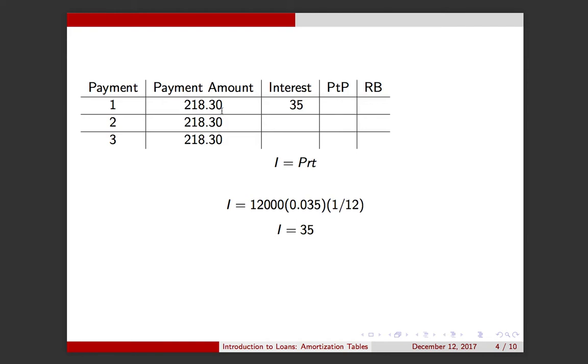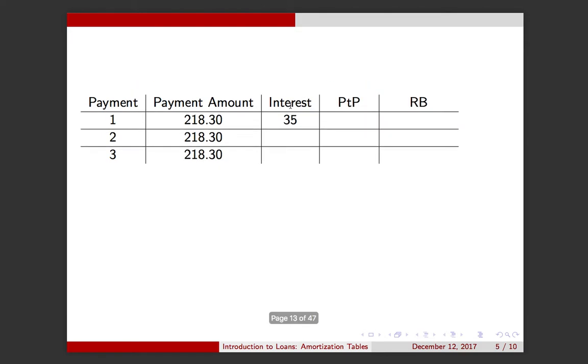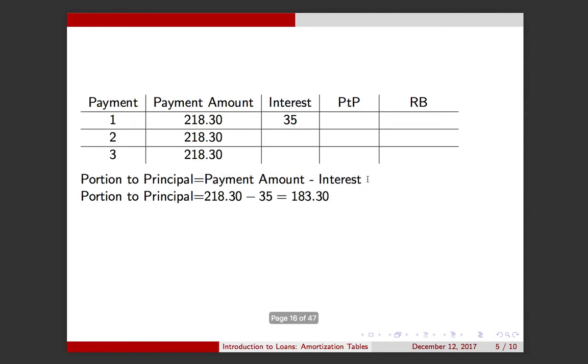Jack gives them this check for $218.30. The bank pockets $35 of that. Okay, so the question now is, how much of that money is not interest? How much of it goes towards actually paying down the loan? The portion of principal: just take the check amount, that 218 bucks, take out the fee the bank just pocketed, and the rest of that goes towards paying down the loan. So you take your $218.30, take out the interest amount, and what's left over is the portion to principal.